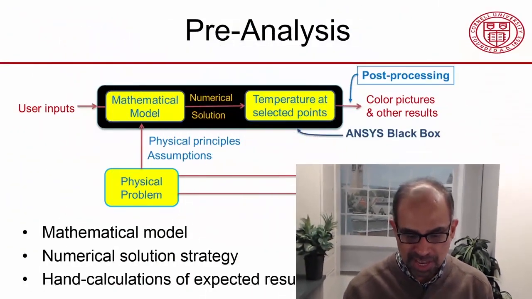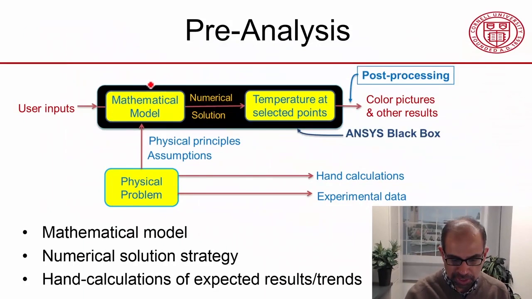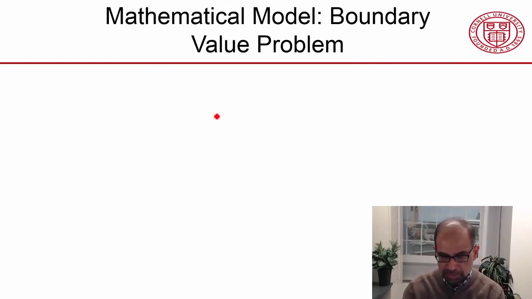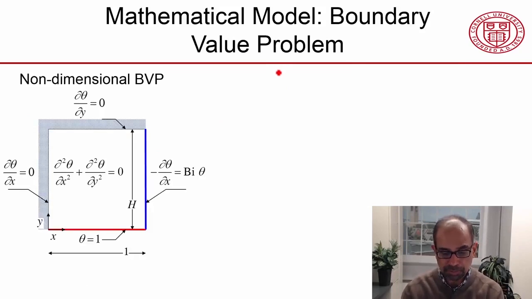Let's do the pre-analysis before we get into ANSYS. And the first thing we will do is we will take a look at the mathematical model that we need to input into ANSYS, and then we'll go on to consider the numerical solution strategy used by ANSYS to solve that mathematical model. The mathematical model is a boundary value problem, and we are given the non-dimensional version of that boundary value problem, which I discussed before.